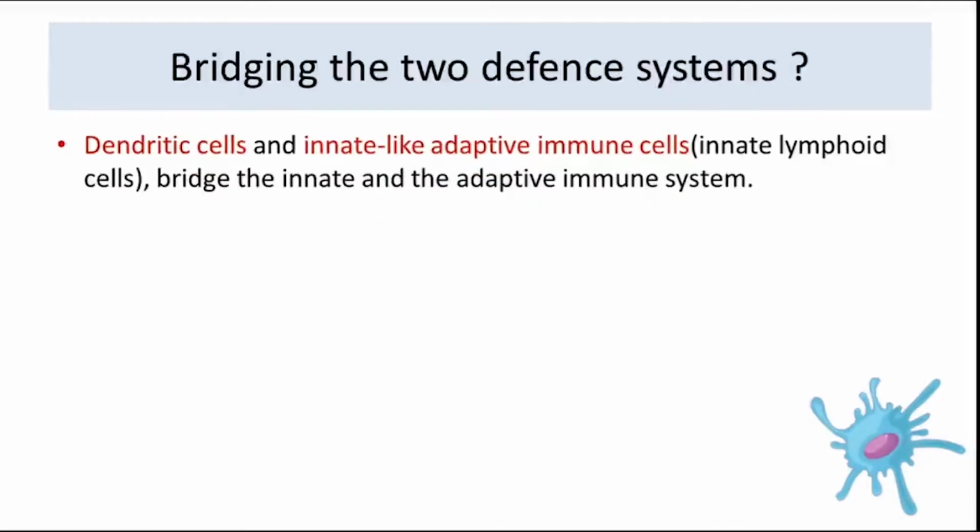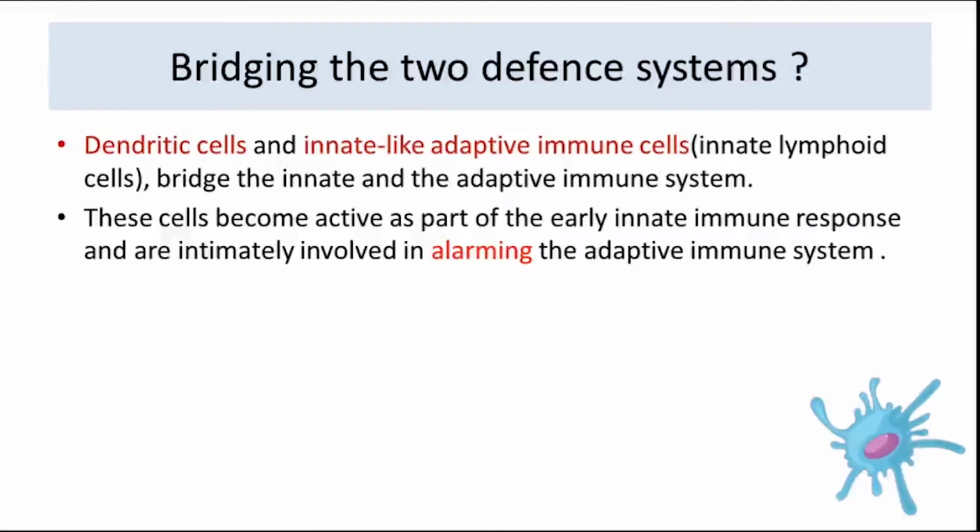The most important of these cells which are going to bridge between these two defense systems are two. One is the dendritic cell and another is the innate-like adaptive immune cell. These two cells are primarily acting as a bridge between these two defense systems. These cells become active as part of the early innate immune response and are intimately involved in alarming the adaptive immune system.